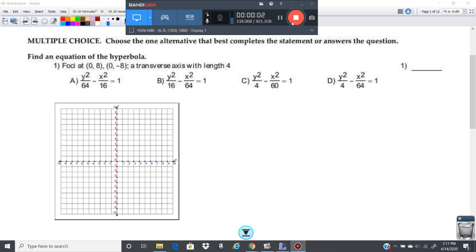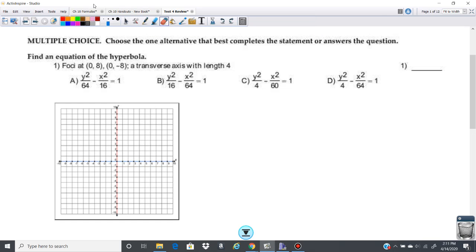All right, let's take a look at this question on our test review. So we want to find the equation of this hyperbola. You're given information of foci at (0, 8) and (0, -8) and a transverse axis length of 4. So let's graph what we know.